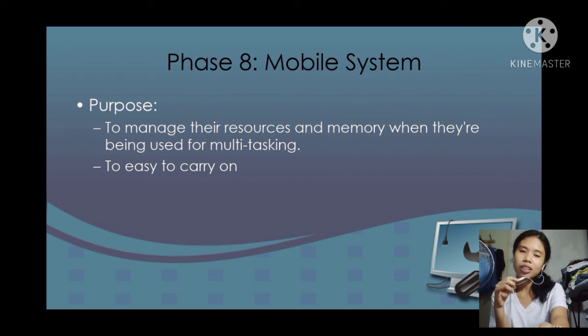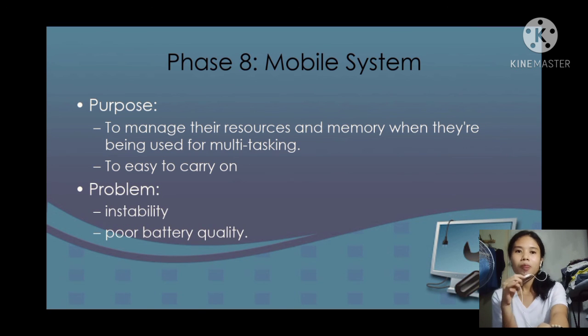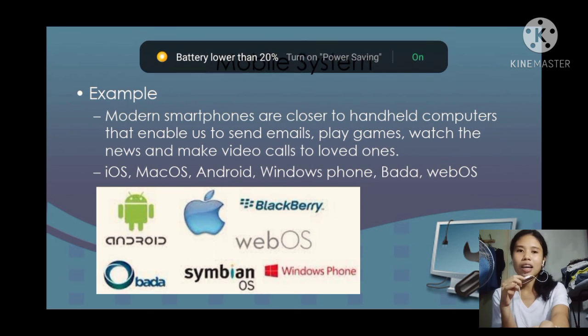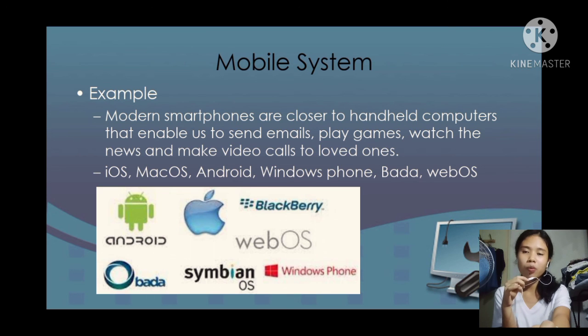So, the problem here is the instability or poor battery quality. So, kailangan mo talagang maghanap ng device na merong fast charger and a good battery quality, yung hindi matagal na lobat. So, example niya is the modern smartphones. So, ito yung mga iOS o yung iPhone, Mac OS o yung Apple, Androids, Windows Phones, Bada, and Web OS.